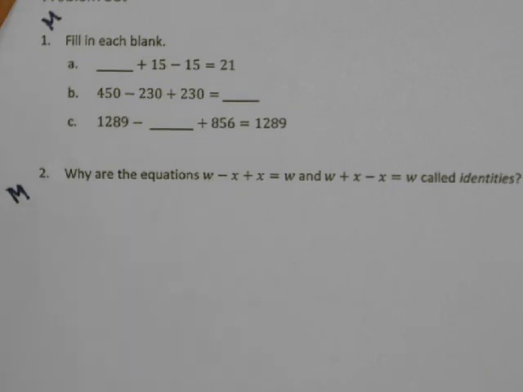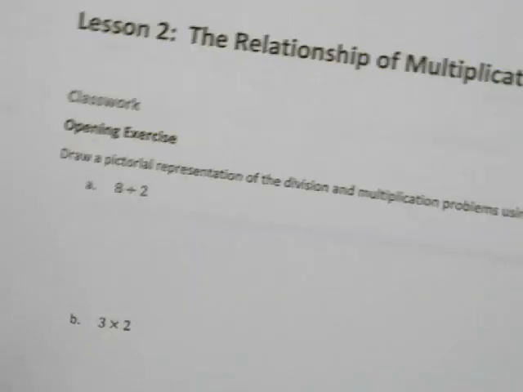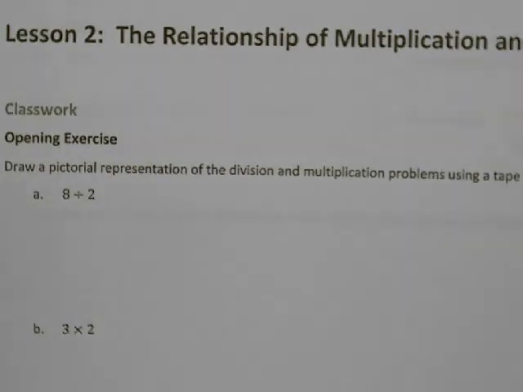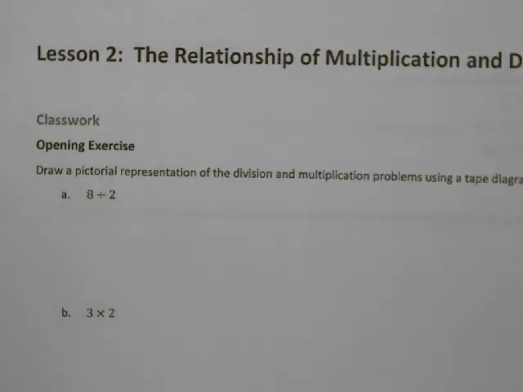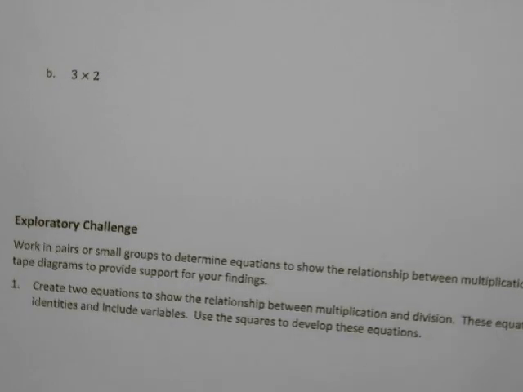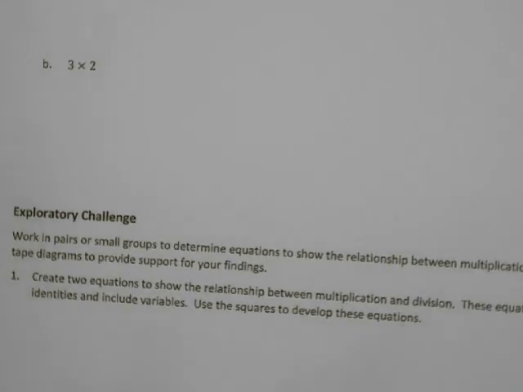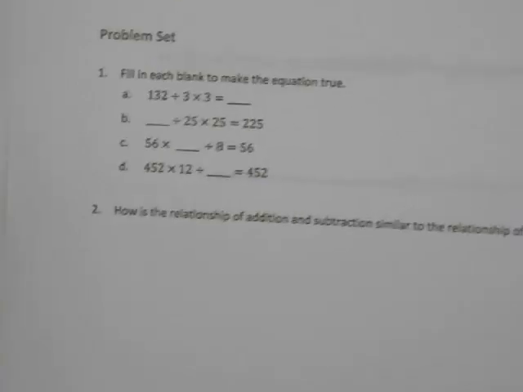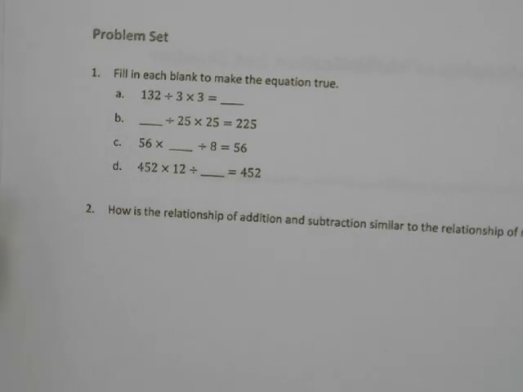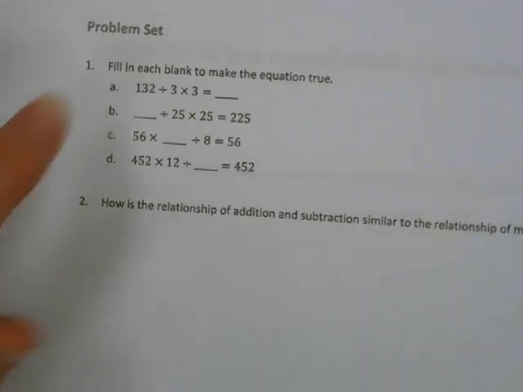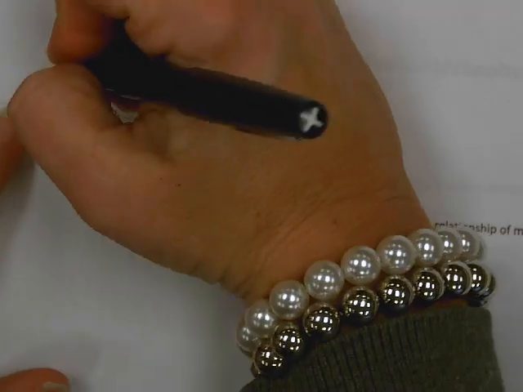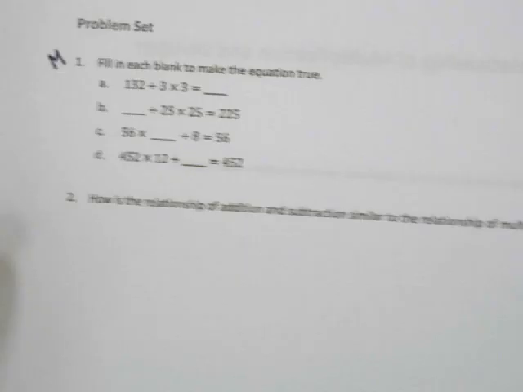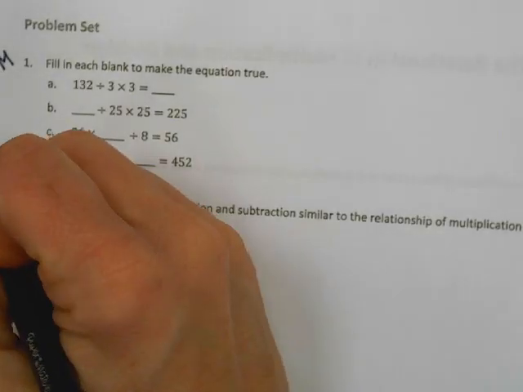Lesson 2 problem set we're going to look at as well. If you're looking at Lesson 2 and that opening exercise, we talked about the relationship of multiplication and division. We did our opening exercise together, and then it has an exploratory challenge, which is really what we did together in our groups. So you're just going to look at the problem set. Again, there are 1 A, B, C, D. You're going to fill in each blank to make the equation true. That's a must. And then number 2 is also a must.